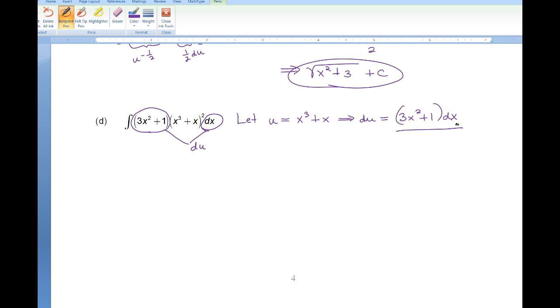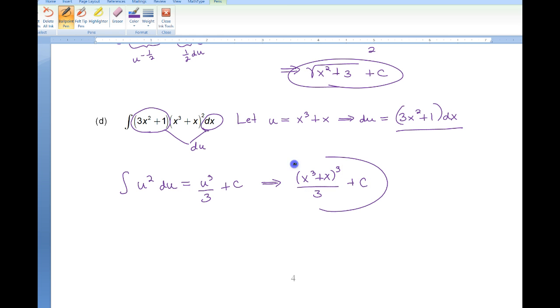So how would I write this in terms of u? It's just going to be the integral of u squared du. So this very complicated integral turned into just the power rule again. So what do we get? u cubed over 3 plus c. And so the last step is the easy part where we just plug in. What was u equal to? x to the third plus x, all to the third over 3 plus c.